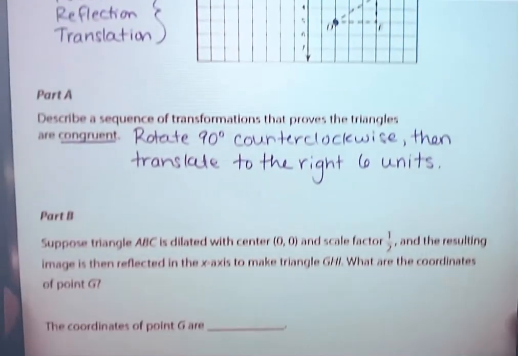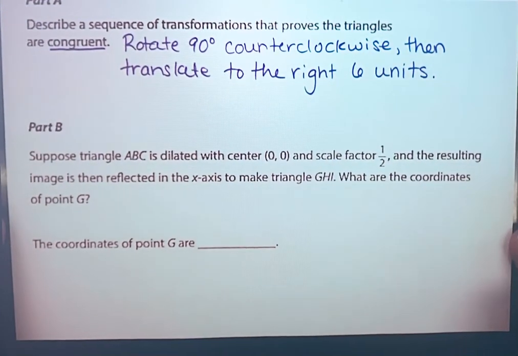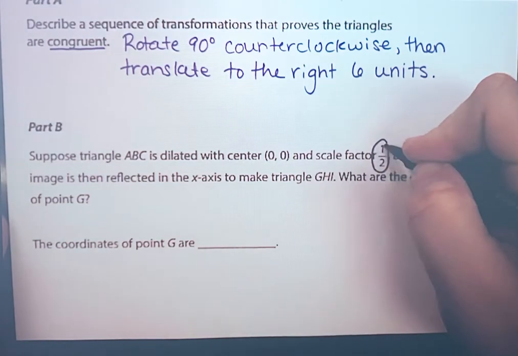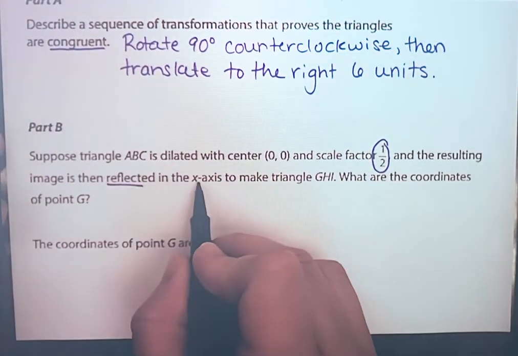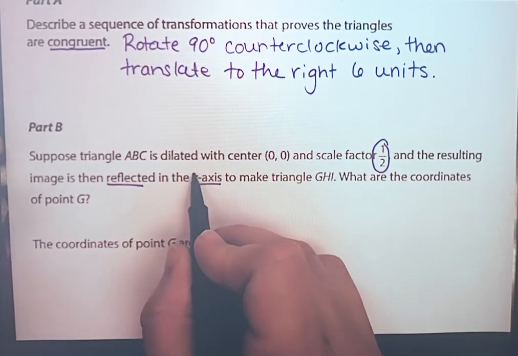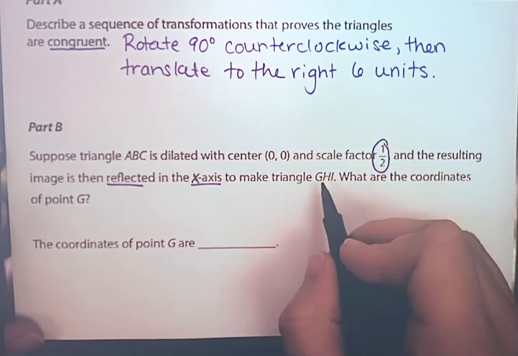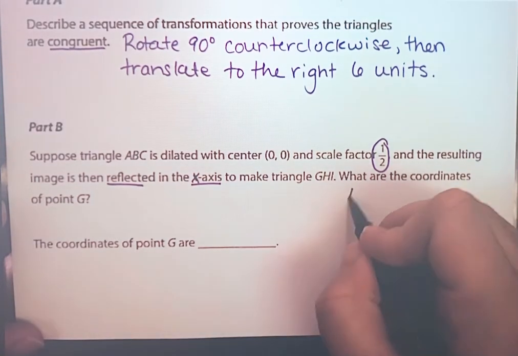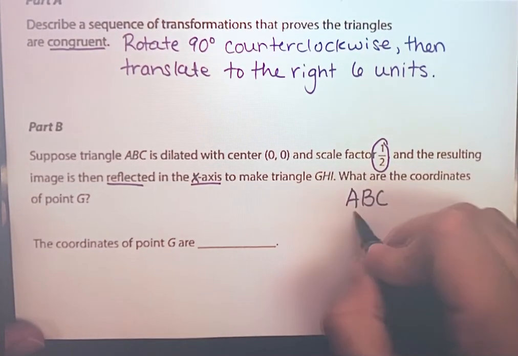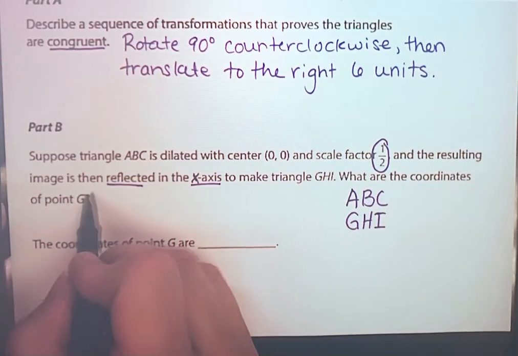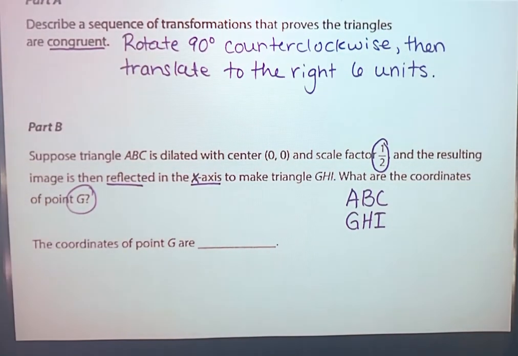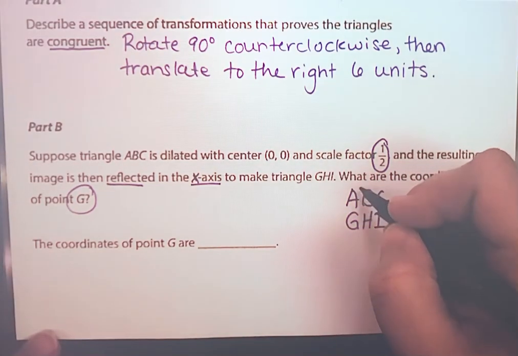Part B. Part B says, suppose triangle ABC is dilated with a center of 0, 0 and a scale factor of 1/2, and the resulting image is reflected in the x-axis to make triangle GHI. So again, we're changing the letters. ABC becomes GHI. What are the coordinates of point G? Well, what does G start out as? It starts out as A.